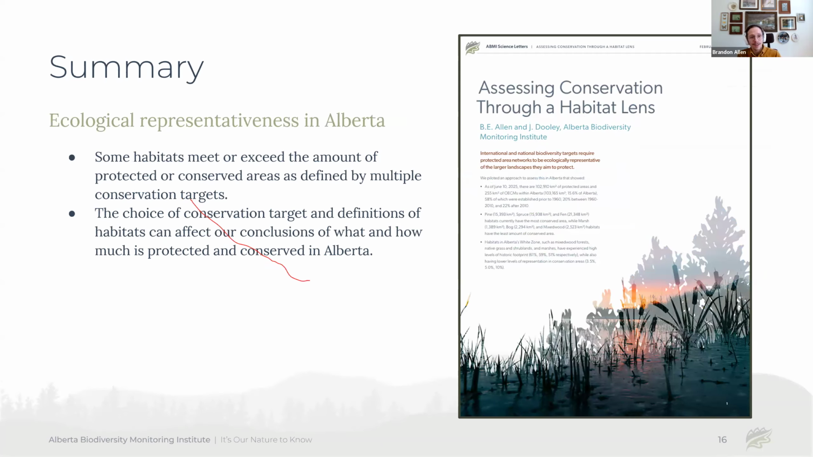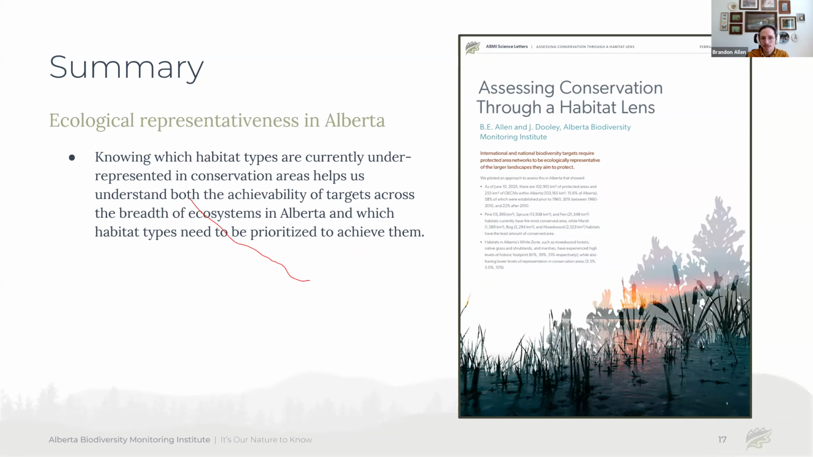So again, in summary, ecological representativeness in Alberta is really complicated. Some habitats are meeting or exceeding targets, depending on how you define those targets. Is it a 17%, 30%, or a habitat-based target? The choice of those targets is really affecting our conclusions of what and how much of each habitat type is protected within Alberta.